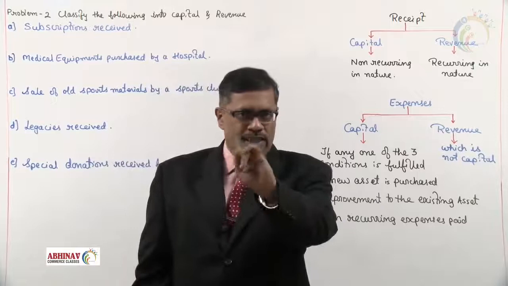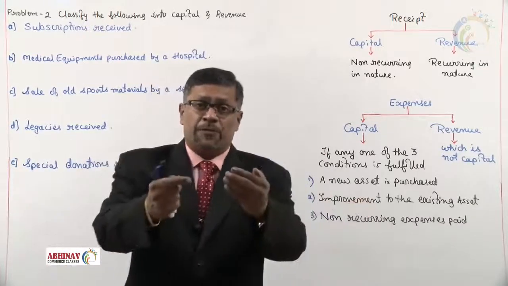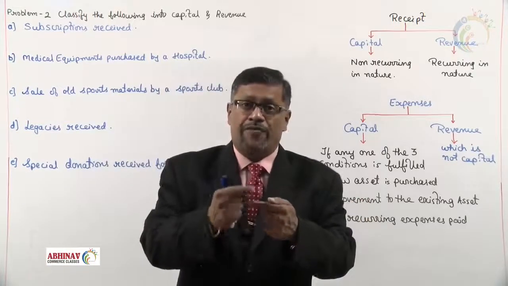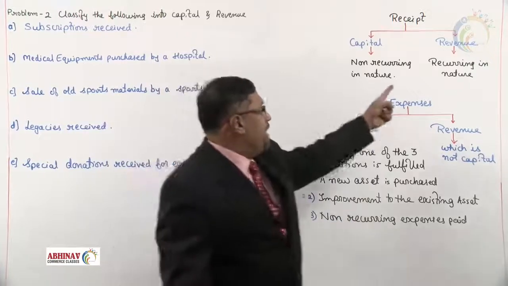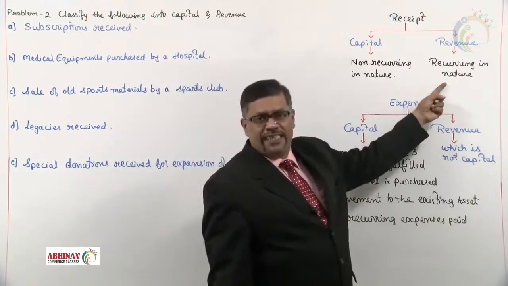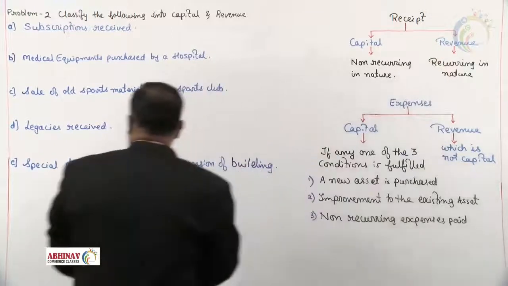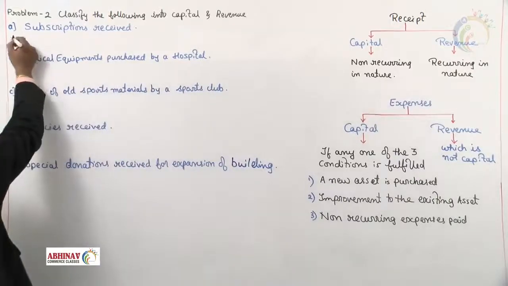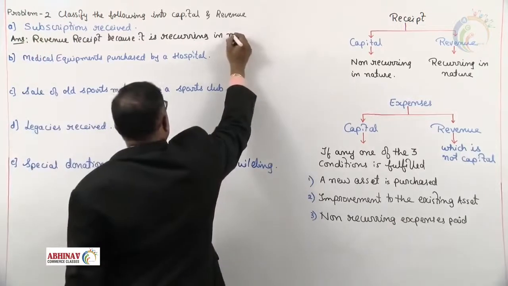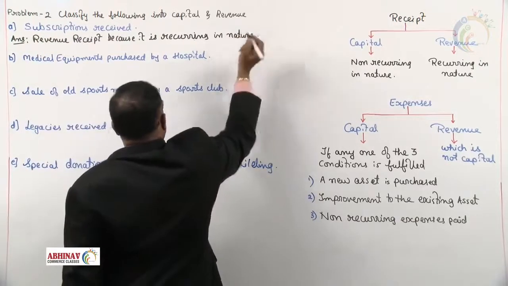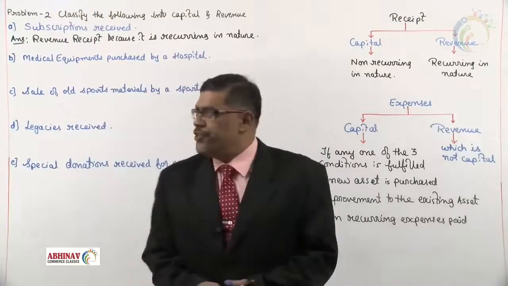Do they receive only once? No. What they receive only once is the life membership fees. Subscriptions are received every year, annually. What we receive again and again is a recurring receipt. Recurring in nature is nothing but revenue receipt. Let's write the answer for it. Revenue receipt, because it is recurring in nature.